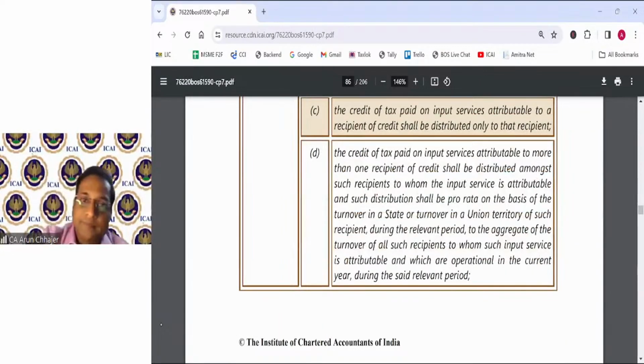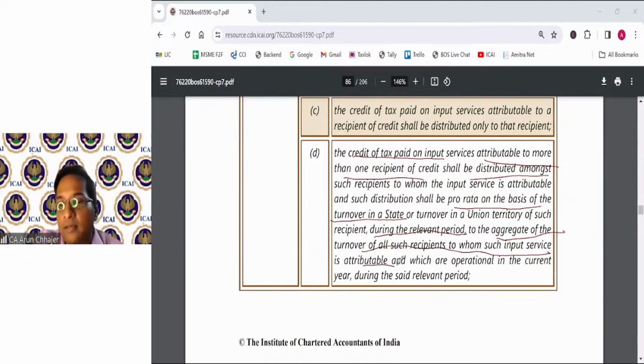The credit of taxes paid attributable to more than one recipient shall be distributed on pro rata basis in the turnover ratio during the relevant period to the aggregate of the turnover of all such recipients to whom such input service is attributable and which are operational in the current year during the relevant period.